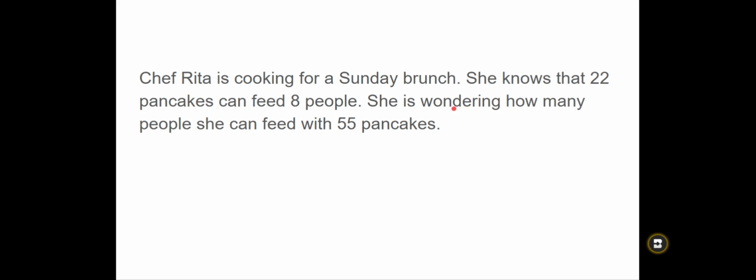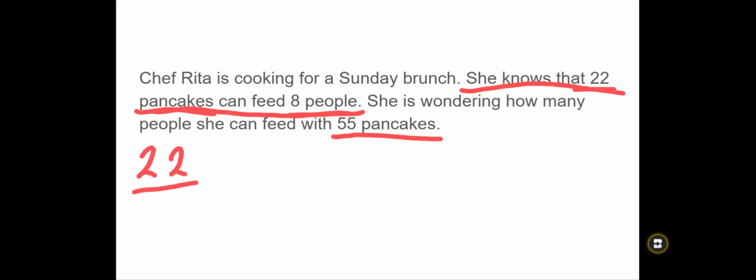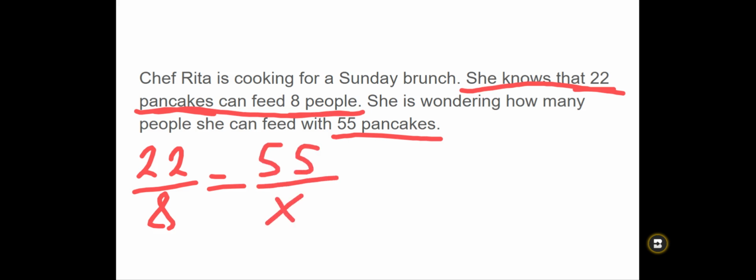All right, let's do another one. It says Chef Rita is cooking for a Sunday brunch. She knows that 22 pancakes, underline that, 22 pancakes can feed 8 people. She is wondering how many people she can feed with 55 pancakes. Do the exact same thing again. The second sentence tells me 22 pancakes feeds 8 people, so 22 over 8. Set that equal to 55 over X, so 55 goes across from 22 because we want same across from same.